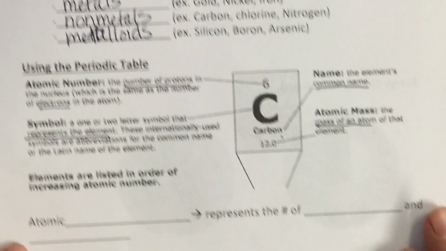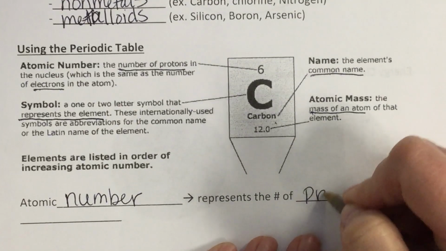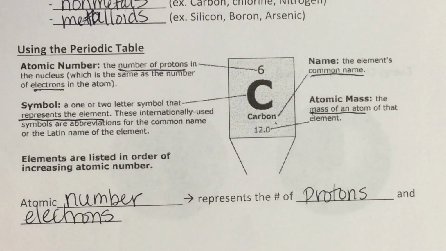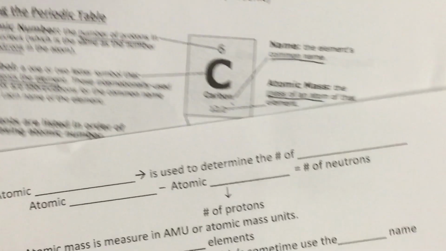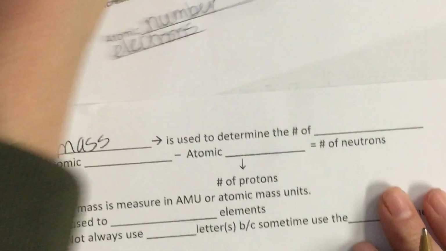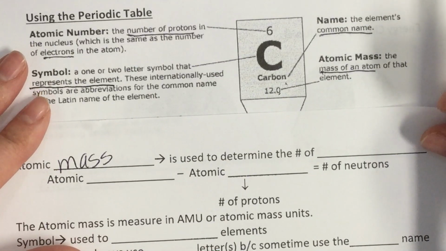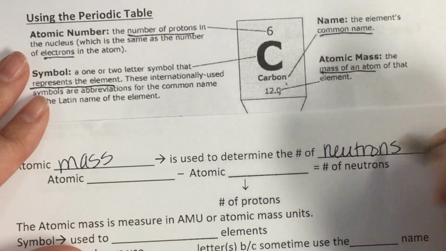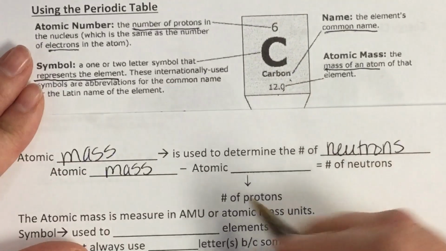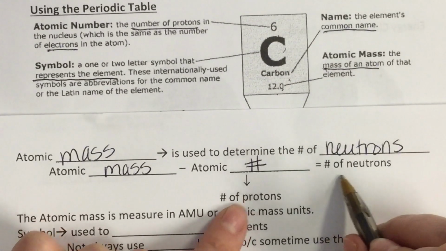So let's back up just a little. So the atomic number represents the number of protons and electrons. Okay? The atomic mass, we use the atomic mass. So this number right here, okay, we use that to determine the number of neutrons. And how you find out the number of neutrons is you take the atomic mass, so our atomic mass, and you subtract the atomic number. So we subtract the atomic number to get the number of neutrons.